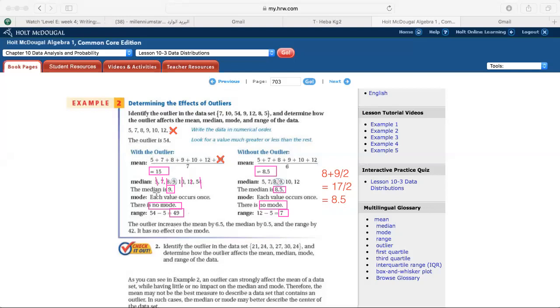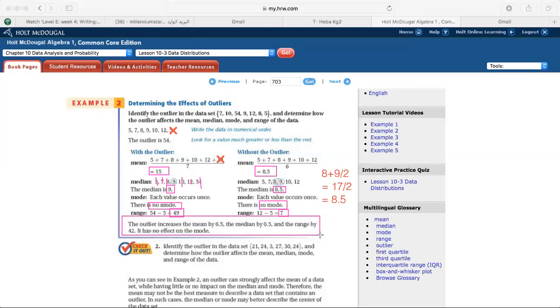Here I use the outlier. So all the values here are greater than the values here. All the values with the outlier are greater than the values without the outlier. So the outlier increases the mean by 6.5 and increases the median by 0.5 and the range by 42, and it has no effect on the mode. Why? Because in all cases there is no mode.